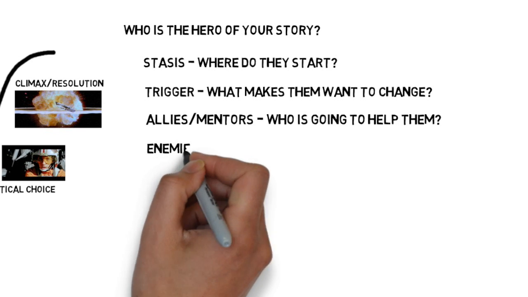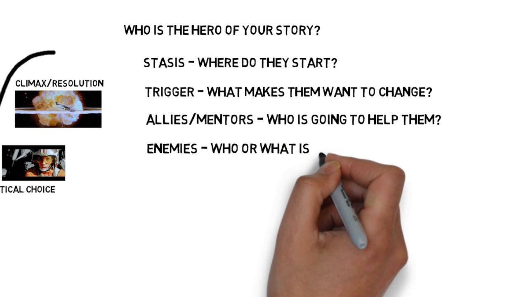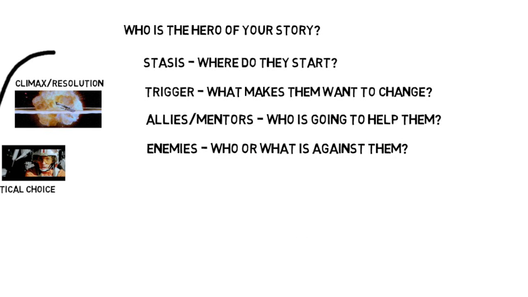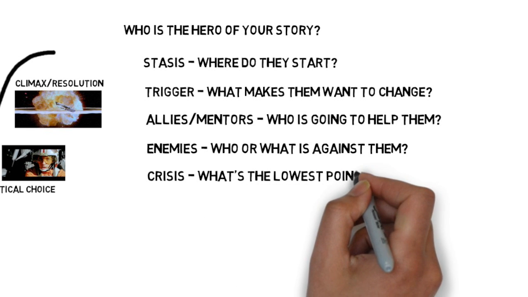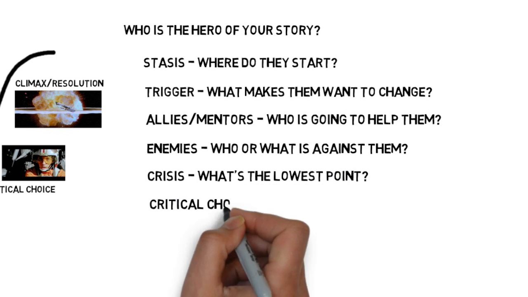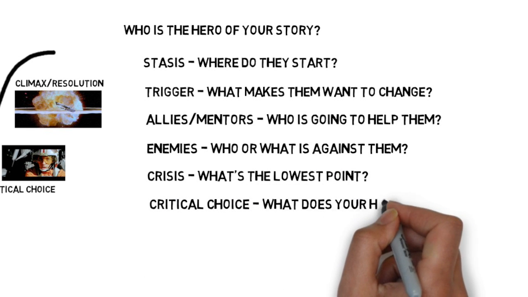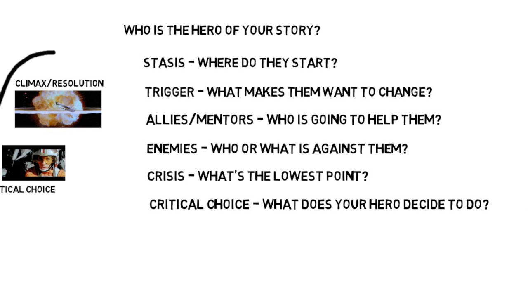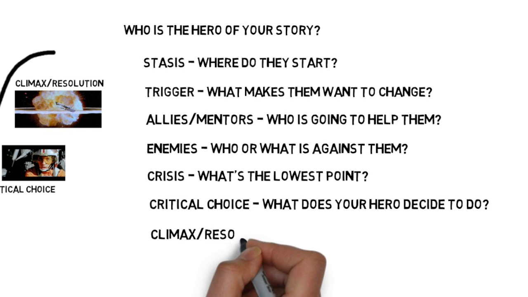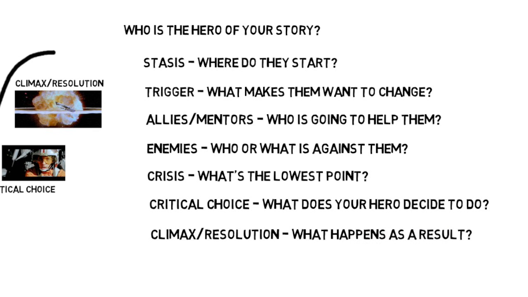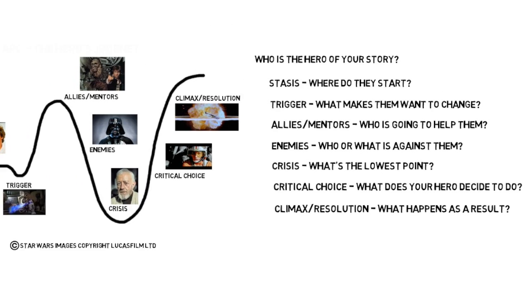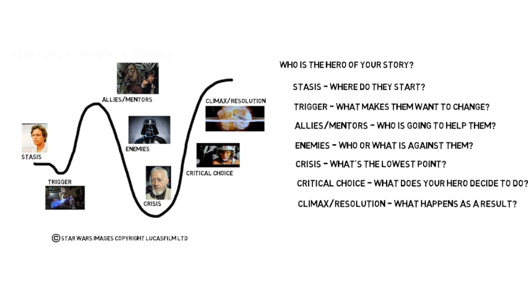Who are the enemies? Who or what is against them on that journey? Who's trying to stop them changing? What are the crisis points? What are the lowest points in the journey for them? What is the critical choice that they have to make? What do they have to decide in order to get where they want to be? And finally, what's the climax or resolution? What happens as a result of their choice? What happens at the end of their journey? They've got to go from one state to another. It's got to be a journey, just like Luke goes from boy to Jedi.